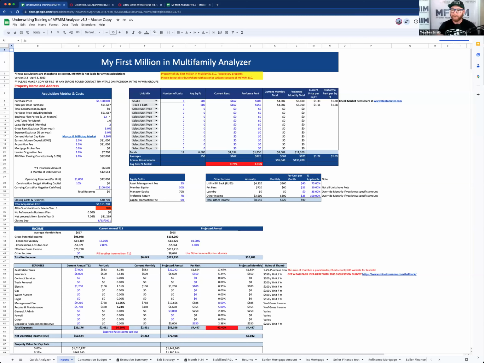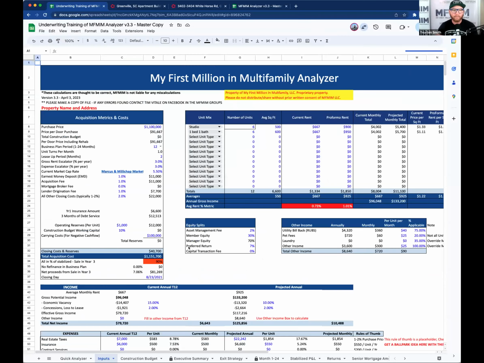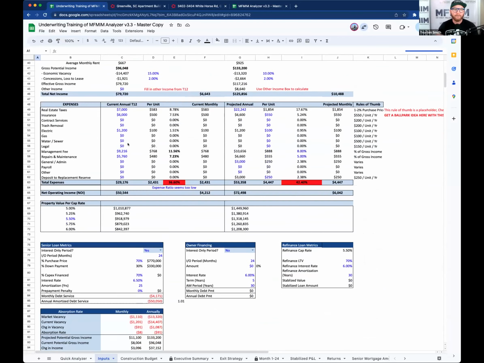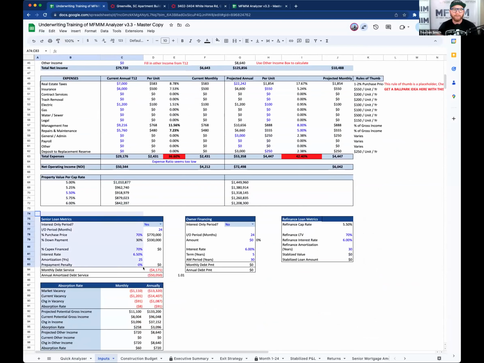All right, the next section of the analyzer that we're going to focus on in this module is the loan, the finance section. So here we are. I'll make my screen a little bit smaller so it's easier to see. Scrolling down, senior loan metrics, this section right here. This is the part we're going to focus on.